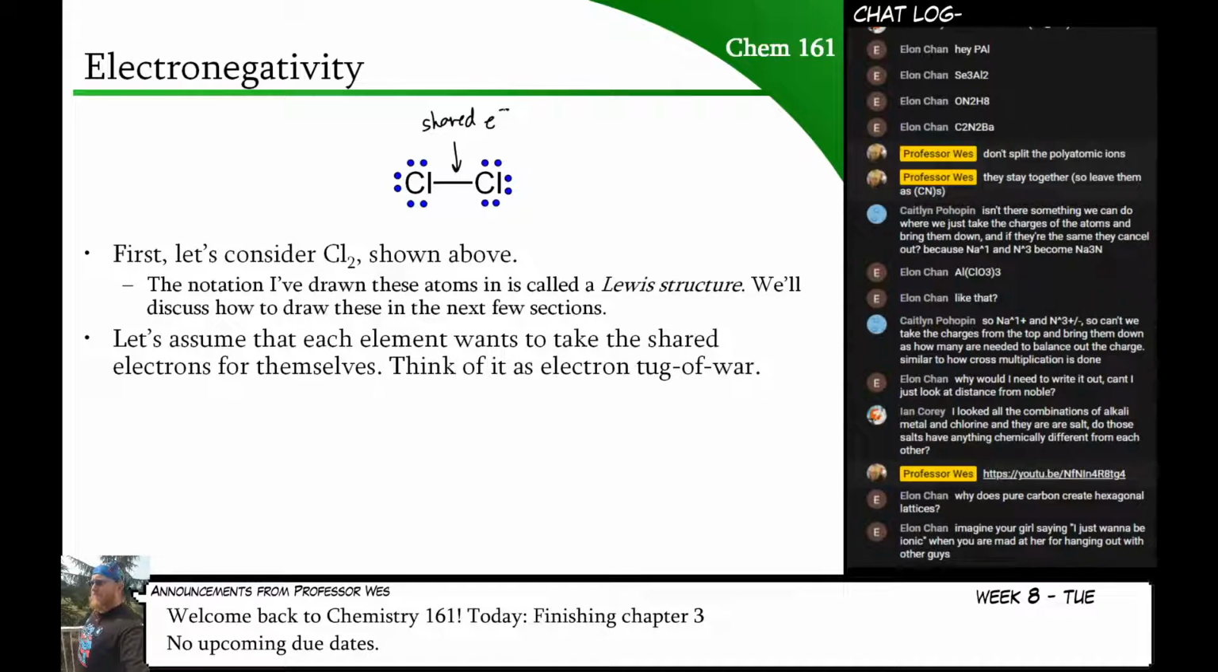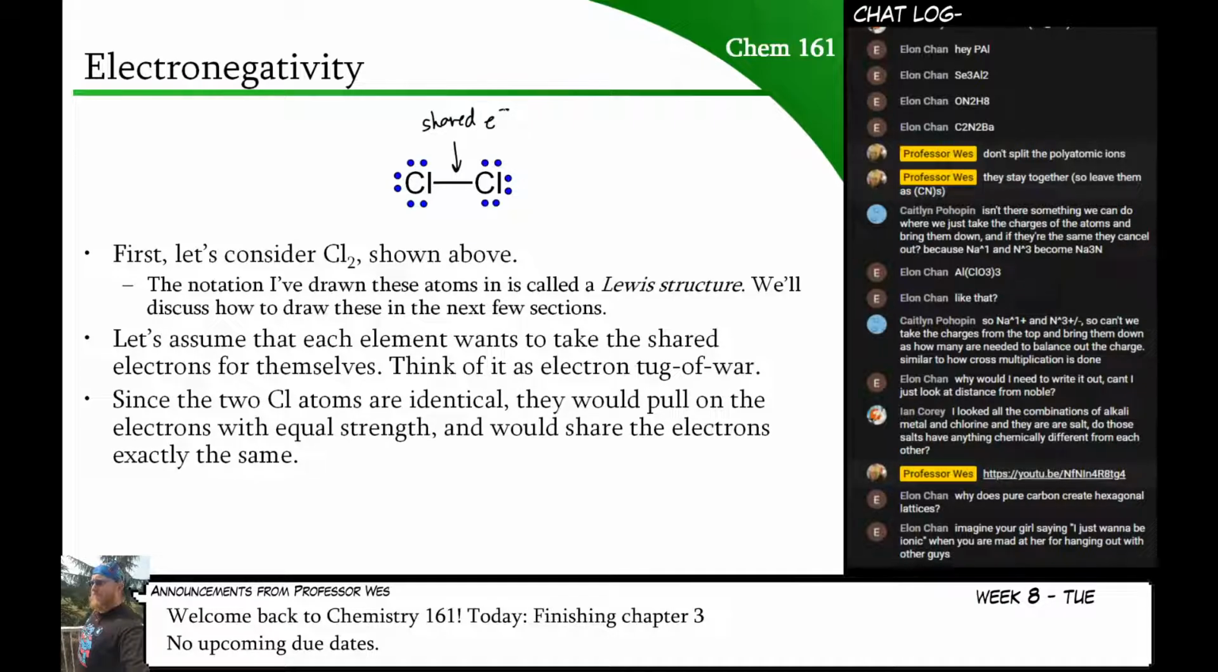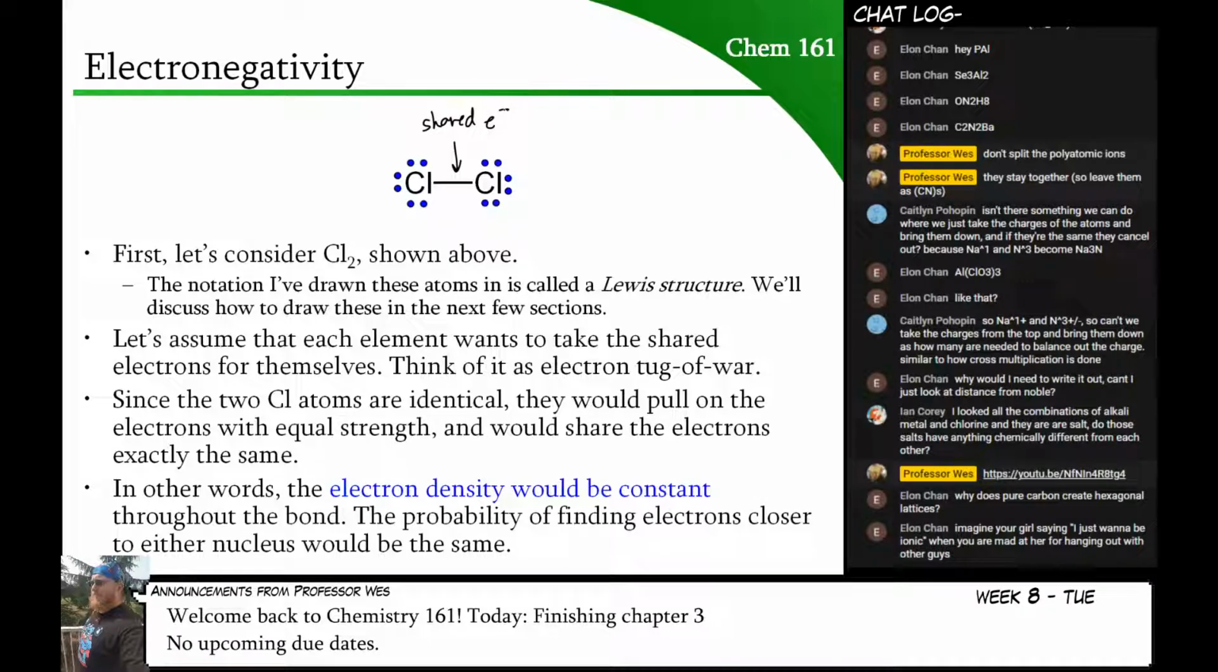Because the electrons are attracted to the positive nucleus, right? But there's a positive nucleus on the other side. So where do the electrons end up? Well, the answer is because both chlorines are exactly the same, they're both chlorine, the electron density stays roughly in the middle. So the electrons are not shifted in any direction over the long term. And it's because both atoms are pulling with the same strength. They have the same electronegativity.